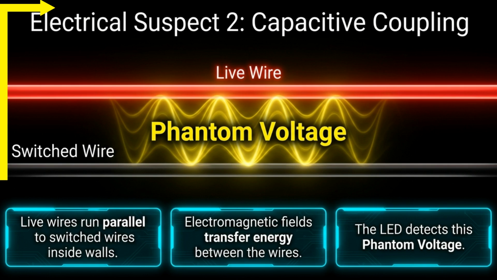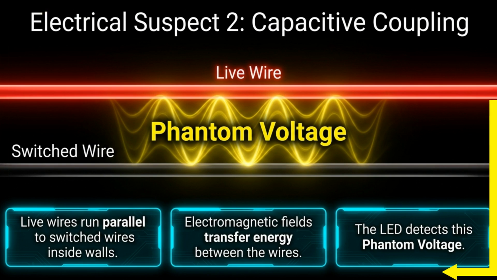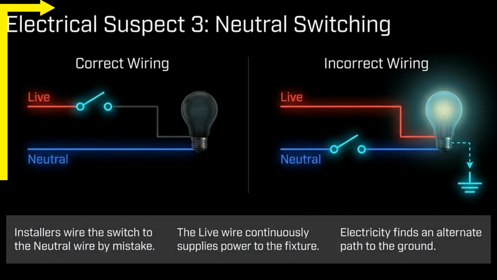The second suspect is capacitive coupling. When live and switched wires run parallel inside walls, electromagnetic fields transfer energy, creating a phantom voltage that the LED detects. This phantom voltage, transferred through the walls, provides the minimal energy required to cause the faint glow in the highly efficient LED.